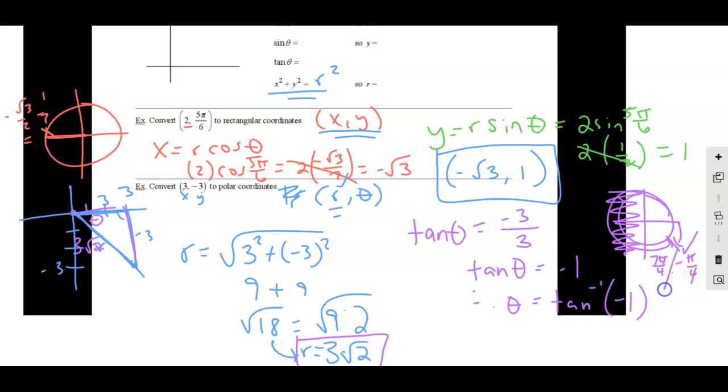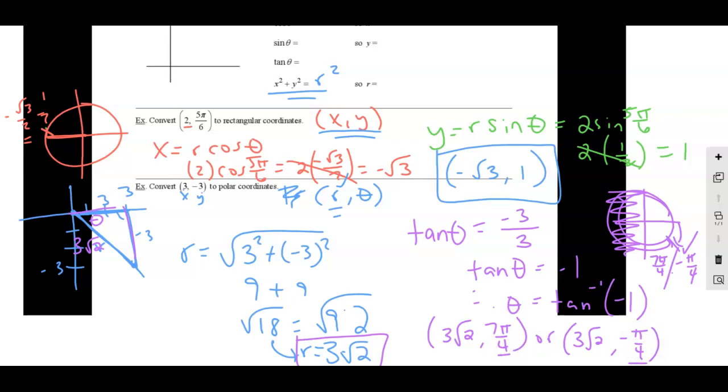And honestly, it doesn't matter. When you're naming this coordinate point, polar coordinates are not unique. There's infinitely many points that would land you at that same location. So you could use 7 pi over 4, or if you wanted, you could use negative pi over 4. Both of those angles are coterminal.